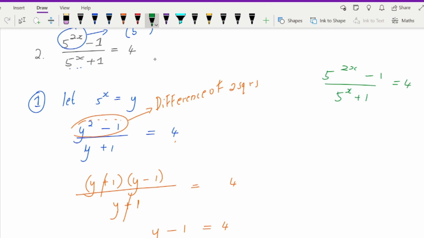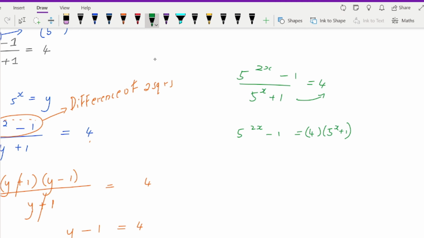So the second way to do this would be to multiply both sides by 5 to the power x plus 1. So 5^(2x) minus 1 equals 4 times 5^x plus 1. Okay, so to simplify that, we're going to get 5^(2x) minus 1 equals 4 times 5^x plus 4.